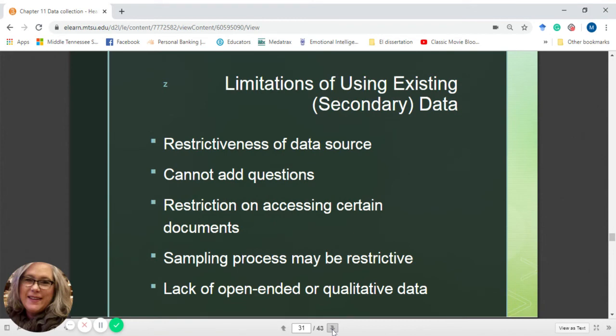Then disadvantages, though, are we can't ask any more questions. We're restricted. Can we get access? What if we can't find the information we're looking for? So it can lead to some frustration. We can't ask any more information than what's provided, so that can be problematic.